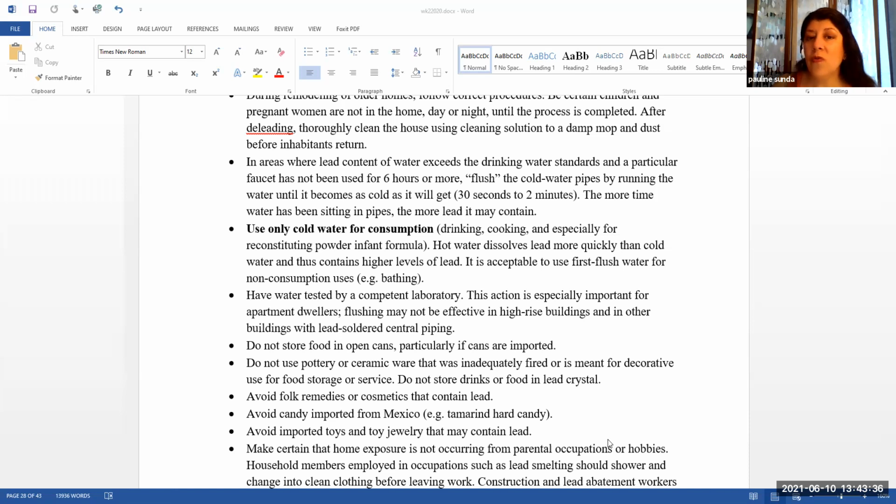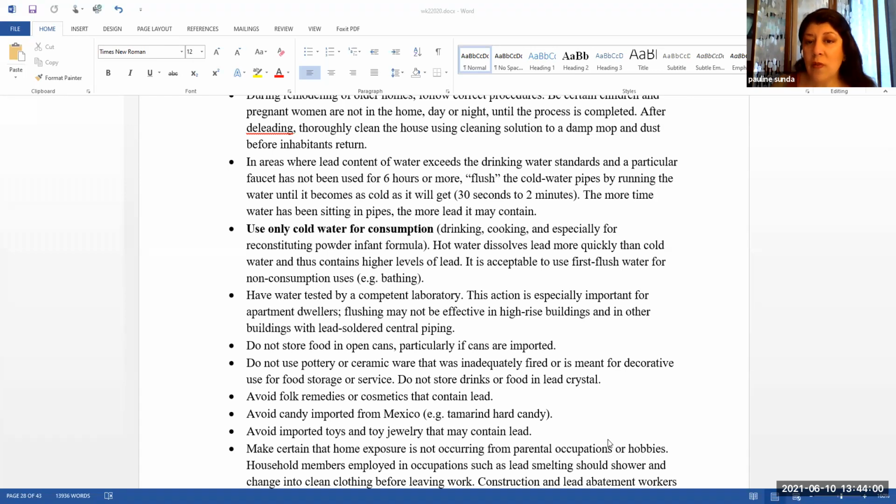and particularly at the faucet, if it has not been used for more than 6 hours, you want to flush the faucet. You want to flush the cold pipe water by running the water until it becomes as cold as it will get. This can be anywhere from 30 seconds to 2 minutes. The more time the water has been sitting in the pipes, the more lead it might contain.